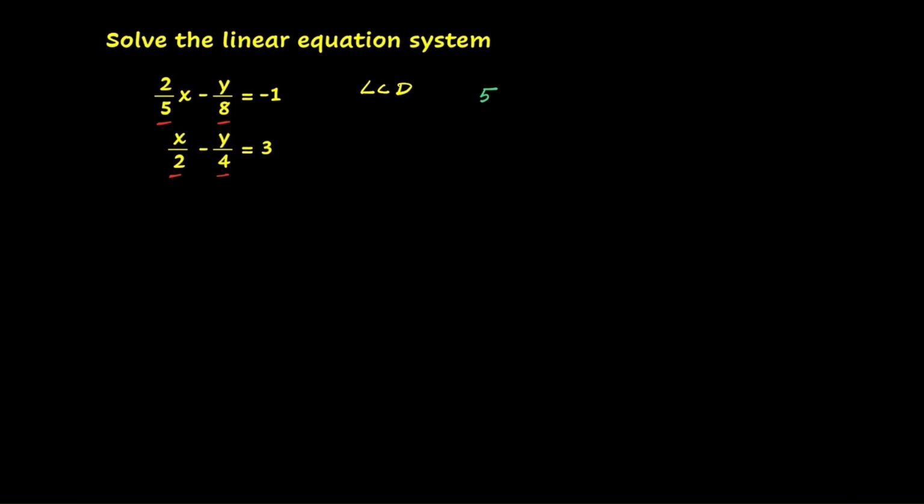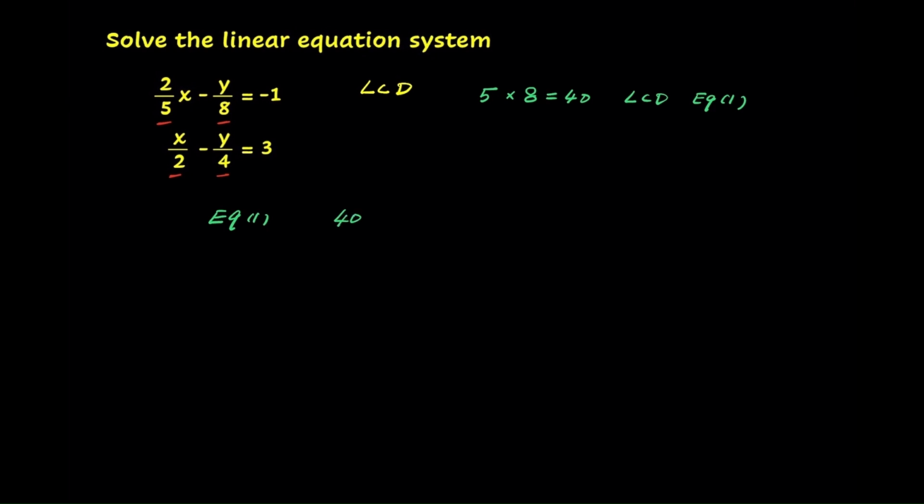The denominators are 5 and 8. Because they don't share any factors, the least common denominator of these two numbers is simply their product, right? So 5 times 8 is 40. So this is the least common denominator for equation 1. Then we'll multiply both sides by this 40. All right, so for equation 1, be careful here.